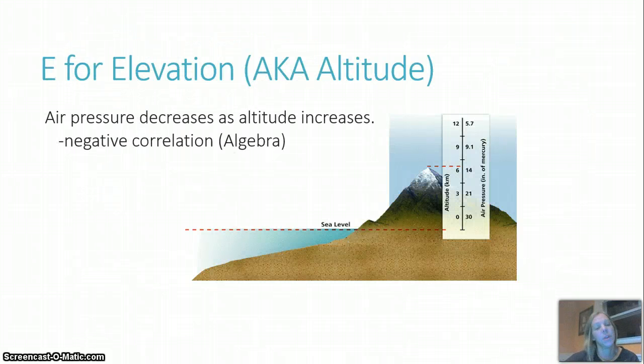WET, the E stands for elevation. Elevation is also known as altitude. So again, this is a negative correlation between the two. As air pressure decreases, altitude increases, and then vice versa as well. So here shows a diagram where at sea level, or 0 kilometers above Earth's surface, the air pressure is 30. And this is 30 inches of mercury that it's being measured in. But you'll notice as you go up in altitude, the air pressure decreases.